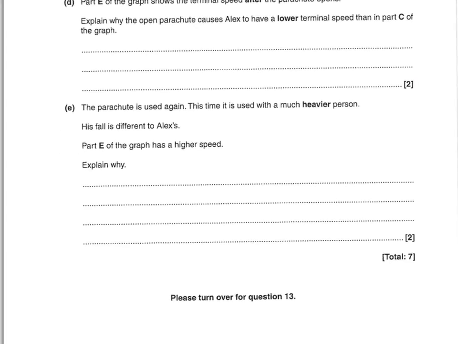And then finally, the parachute is used again. This time it is used with a much heavier person. His fall is different to Alex's. Part A of the graph is at higher speed. Explain why. And here you've just got to put that more drag is needed to balance the higher weight for a mark. And then the drag needed for balance is reached at a higher speed for the second mark. You could also say that the heavier person will need a larger air resistance for a mark.